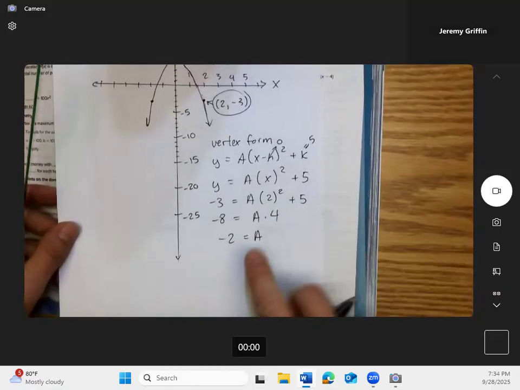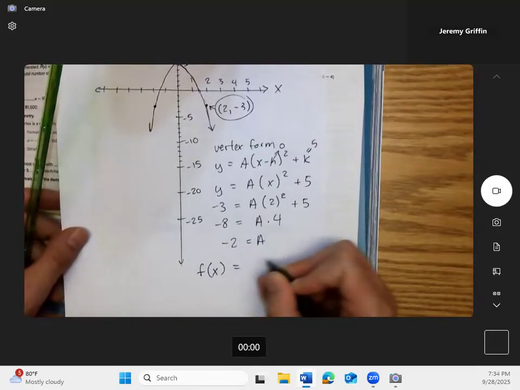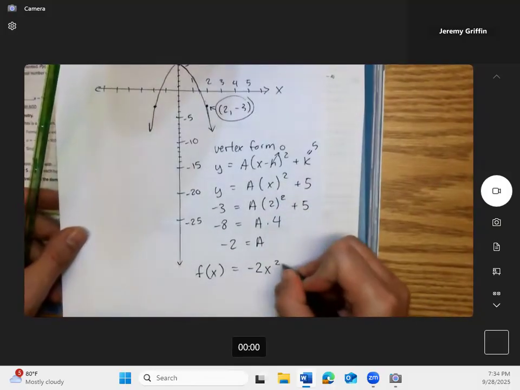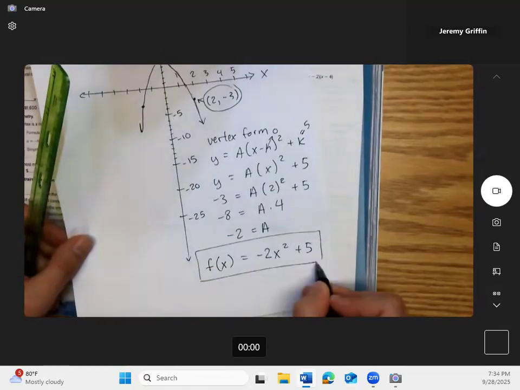So put it all together. I'll make it f of x, look fancy, like a function. My a is negative 2, then I've got my x squared, and this plus 5. That should be the answer right there.